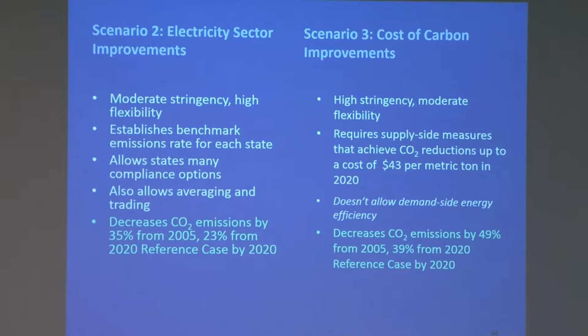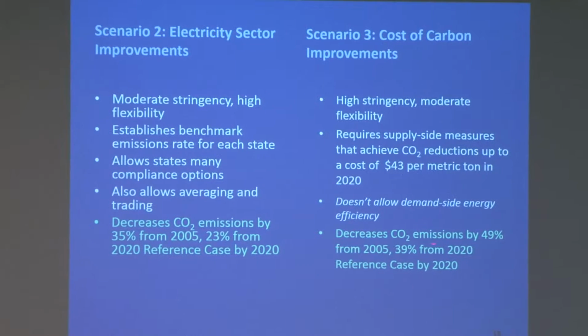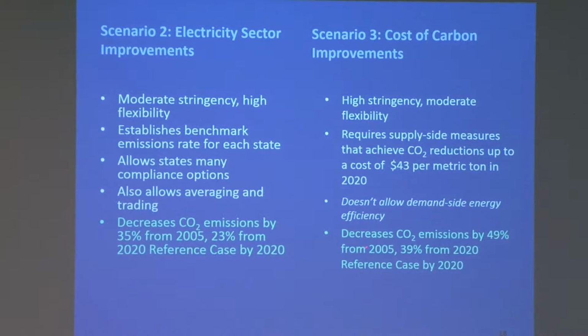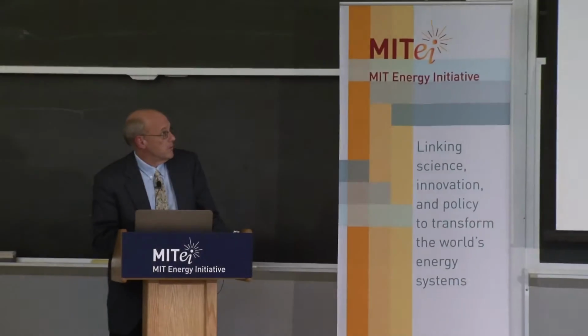The final scenario is probably not very realistic, but I think it is a useful comparison, and this is a high stringency, moderate flexibility plan. It puts a cost on carbon at the social cost of carbon, which is $43 per metric ton. It doesn't allow for demand-side energy efficiency, so it's a very stringent program. As I indicate here, almost 50% decreases in carbon dioxide emissions from 2005, and about a 40% decrease from the reference case.